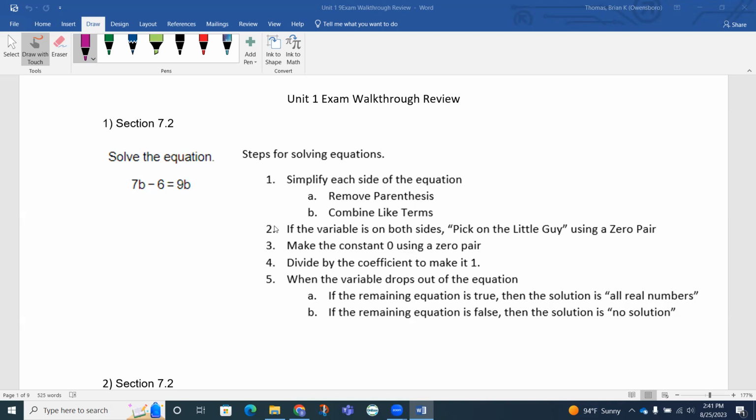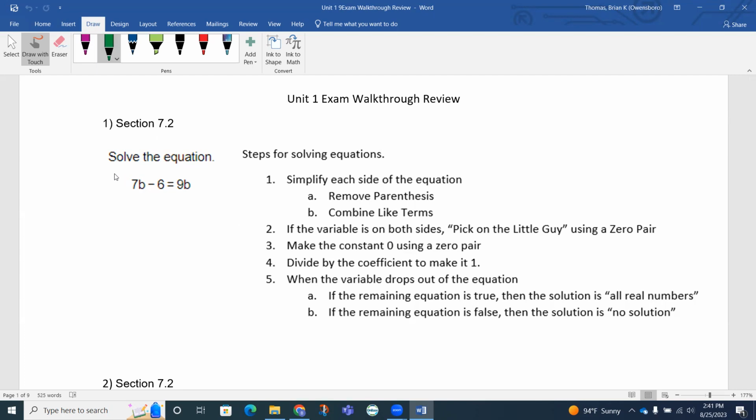Once we've done that, our next step is, if the variable is on both sides, I use the phrase "pick on the little guy," and we use what's called a zero pair for that. Again, the variable is this b. Notice how the b is on the left side of the equation and on the right side of the equation, so it is on both sides. So the strategy is to pick on the little guy. For me, between the 7b and the 9b, the 7b is the little guy.